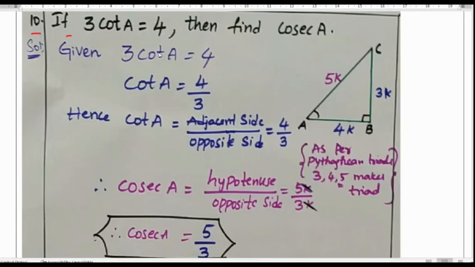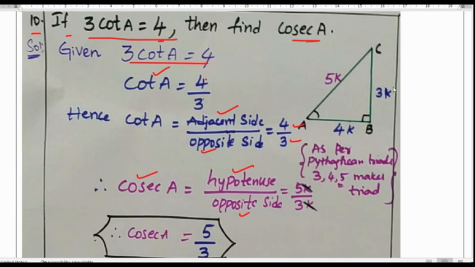10th question. If 3 cot A is equal to 4, then find cosecant A. So we know that cot A is 4 by 3. If 3 cot A is equal to 4, obviously cot A will become 4 by 3. The formula for cot is adjacent by opposite, which is 4 by 3. In the question, we have to find cosecant A, which is nothing but hypotenuse by opposite.